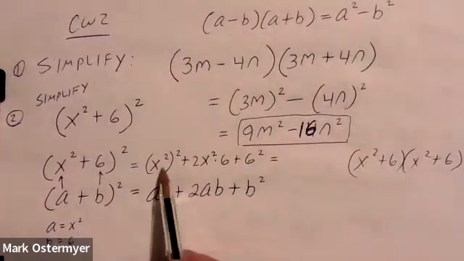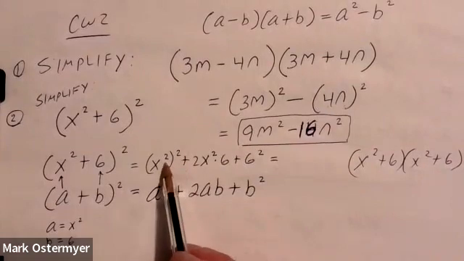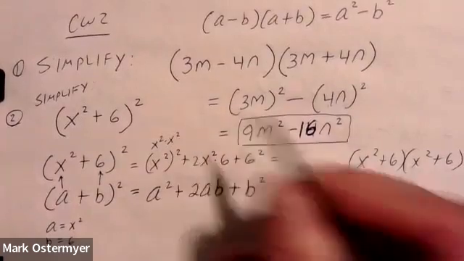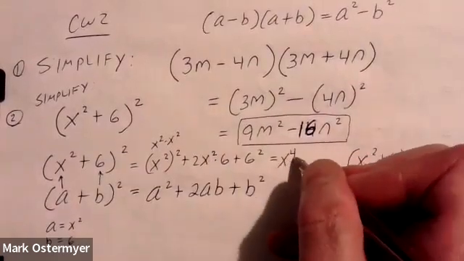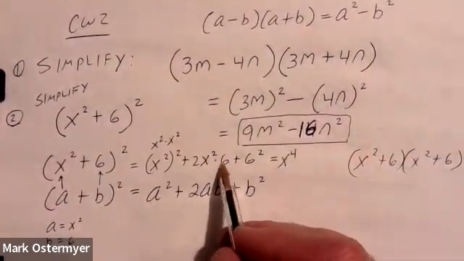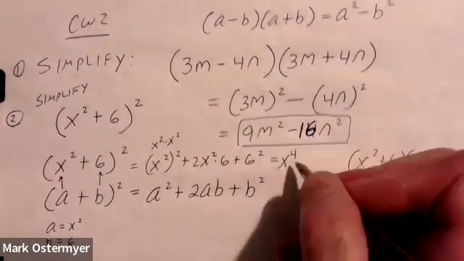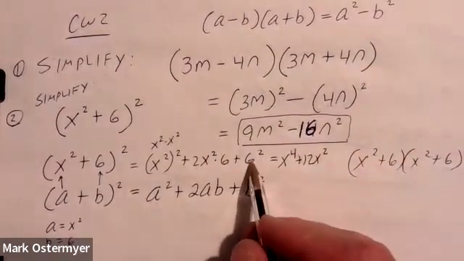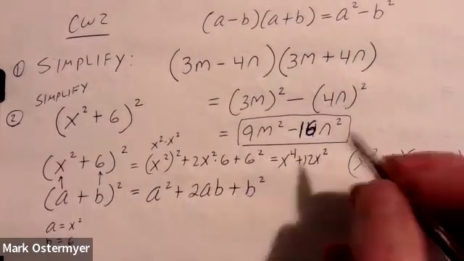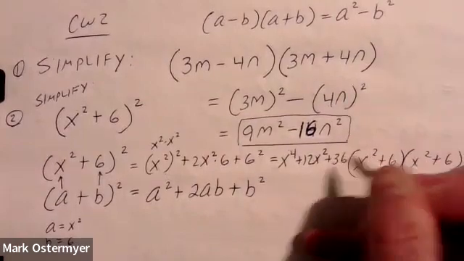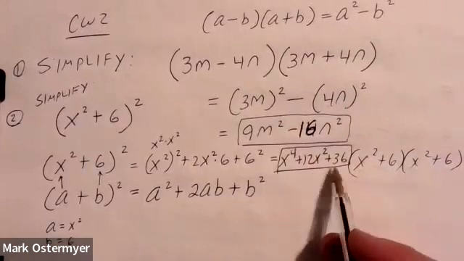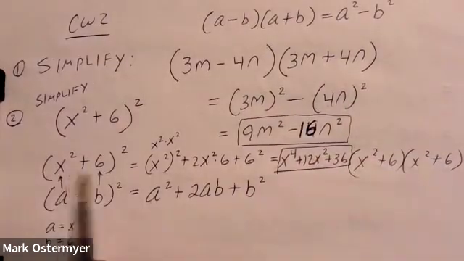All right. So now what's x squared squared? X squared times x squared, that's what this is saying, is going to be x to the 4th power. 2x squared times 6, 2 times 6 is 12, so this will be plus 12x squared. And then plus 6 squared, 6 times 6 is 36. And that would be your final answer. So x to the 4th power plus 12x squared plus 36 is the product of squaring this binomial.